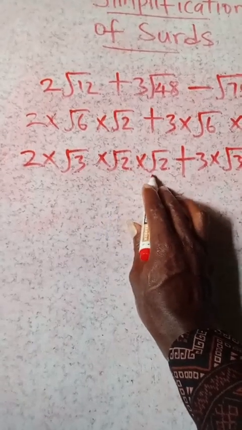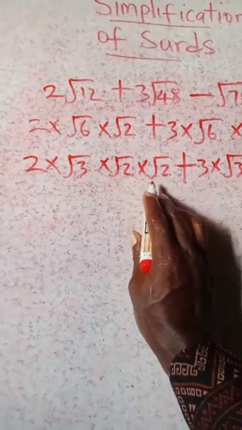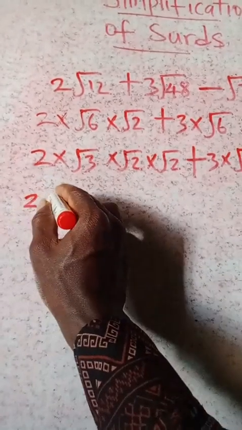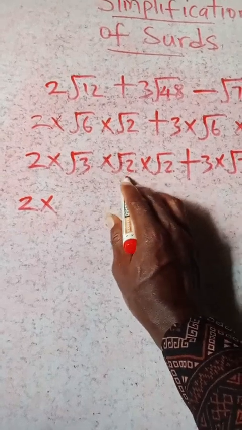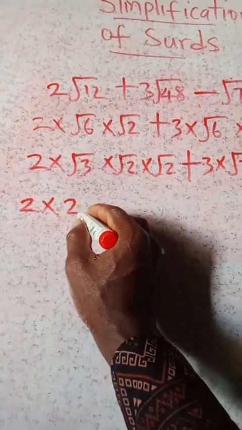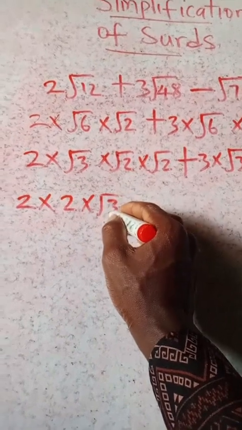We have root 2 and root 2. I told us that when the roots are the same and you're multiplying, you get just a number. Okay, so we have 2 times what? Let me bring this one to first. Root 2 times root 2 is 2. So we are going to write 2. Then we'll bring this times what? Root 3. Are you getting it?